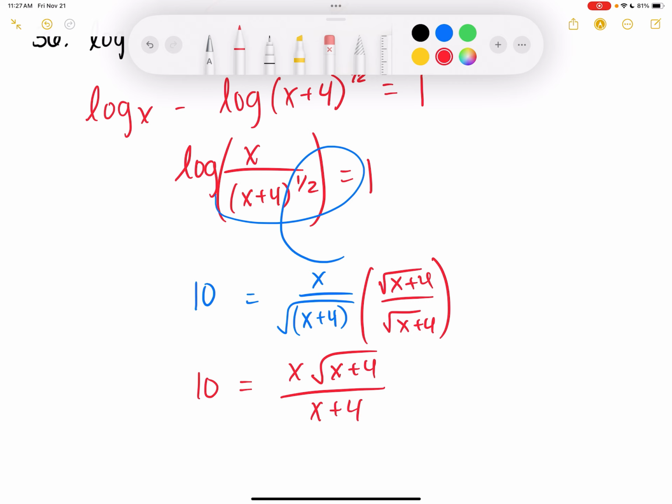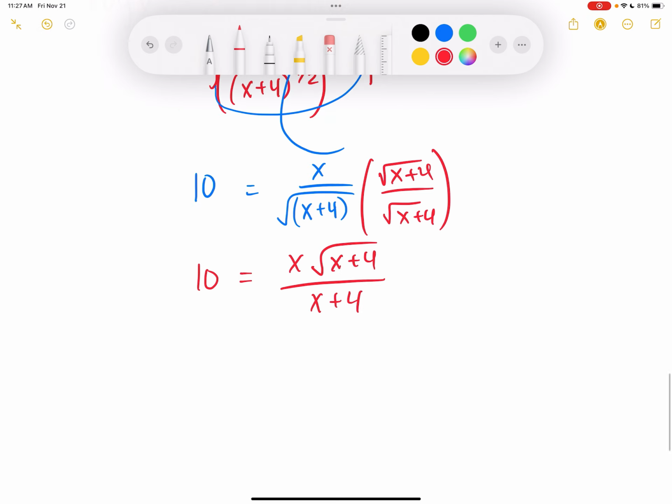If I was just multiplying by the square root of x plus 4, not over itself, then yes, I would have to do it to both sides. Which, honestly, I think that might be where we end up needing to go with it, but we'll see. Then we multiply both sides by x plus 4. I really want to multiply both sides by something. Let's try it.